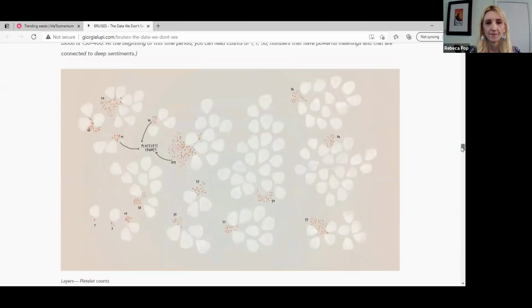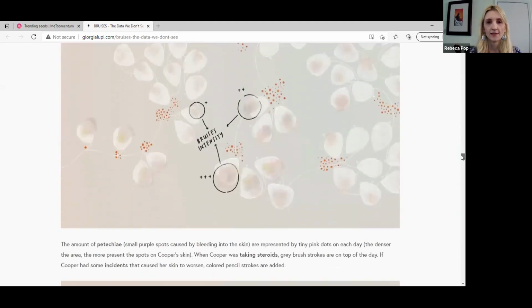And then, to scroll down, you have these purple shades. Those are the intensity of the bruises. And of course, purple makes you think of bruises.